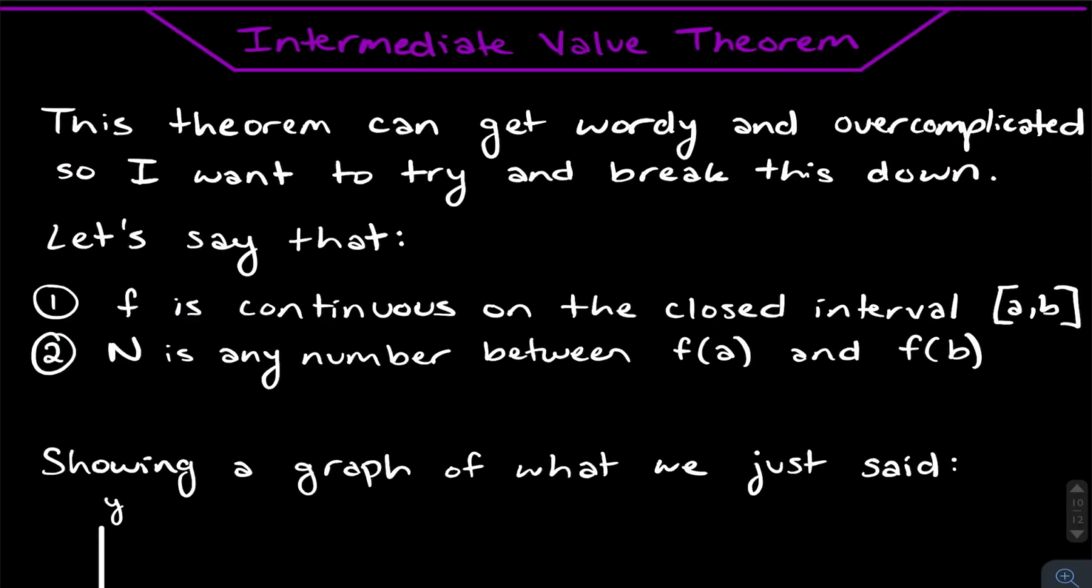So all right, intermediate value theorem. So this theorem can definitely get wordy, right? When I read this theorem, it took me like 5 reads to even get an understanding of what was going on, and so I don't want that to be the same thing for you. Okay, it can get really overcomplicated. I just want to try to break this down for you.